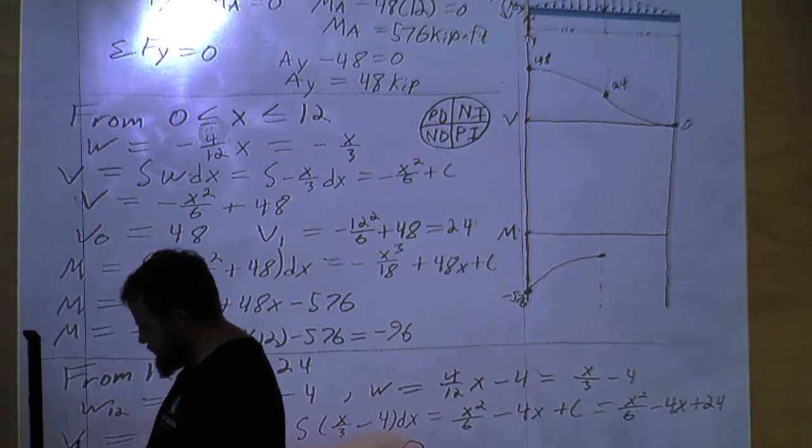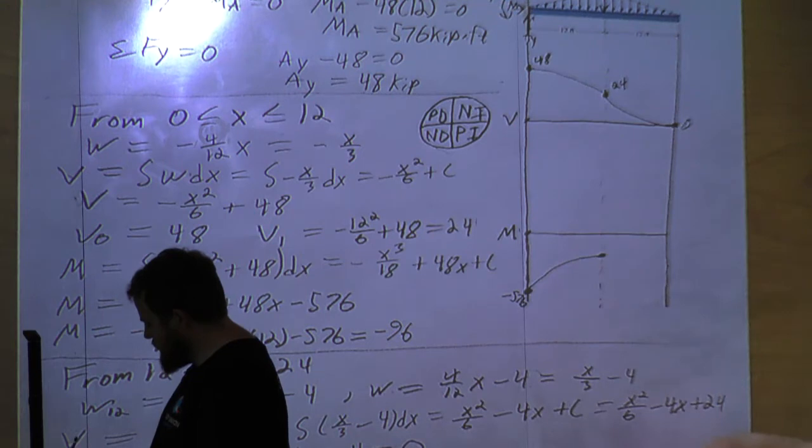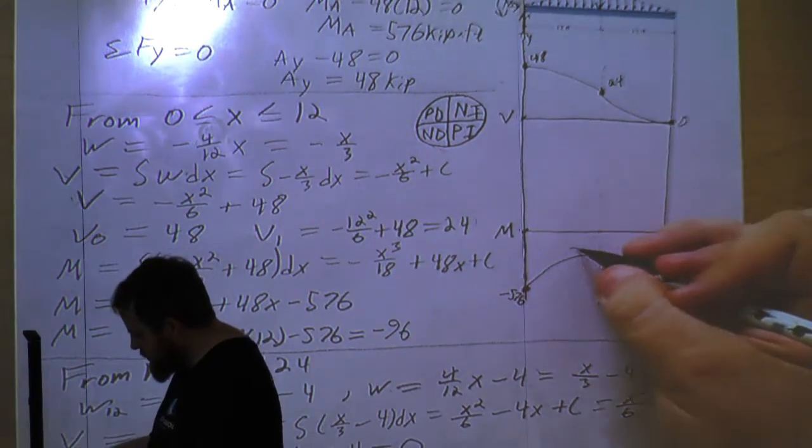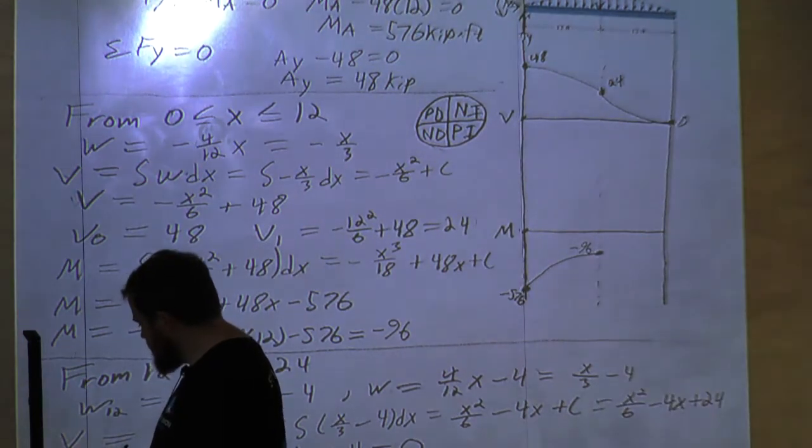Okay, so now let's look at the moment. So the moment is going to be the integral of our shear, x squared over 6 minus 4x plus 24 dx. And that's going to be x cubed over 18 minus 2x squared plus 24x plus c. In this case, our c is that negative 96 that I forgot to write.